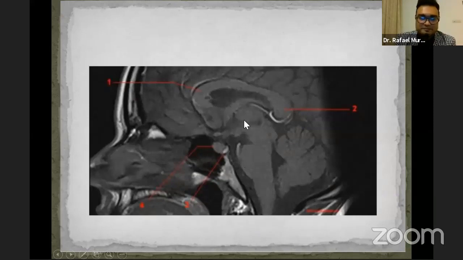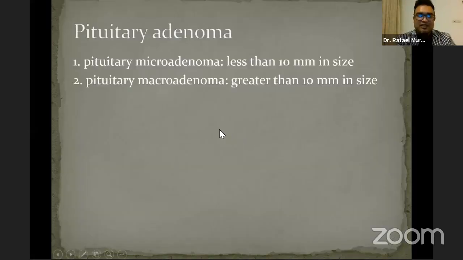Next slide, please, sir. This is the same thing on T1 weighted image. And we can see the anterior pituitary here. The CSF is hypointense, the corpus callosum. Then we can see the pons and cerebellum. So I guess the anatomy is very much known to you all. Sir, next slide, please. So in the pituitary, the most common tumor is the pituitary adenoma.